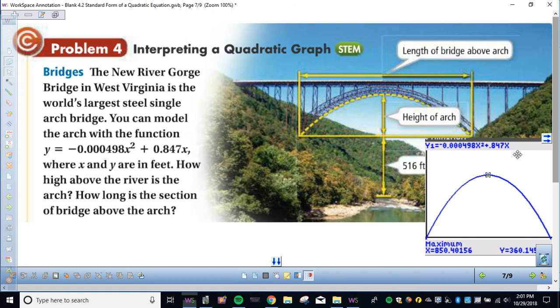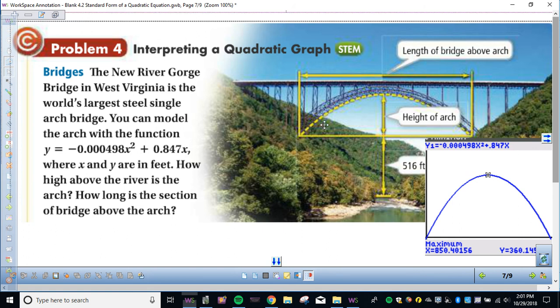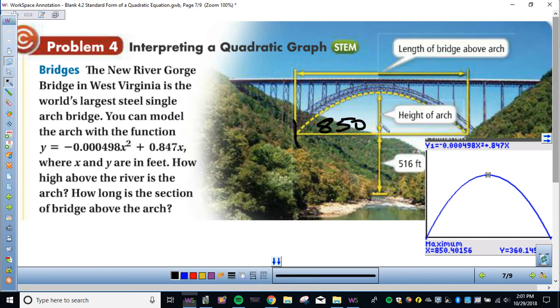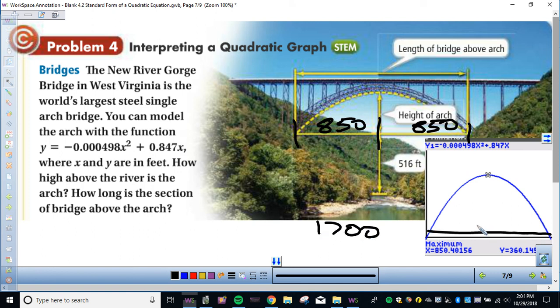We look at our bridge over here, 850 is the x value. That goes from here to here. Right, 850 is from here to here, so it's this section from here to here, also 850. So the total distance from where the bridge meets the land to where the bridge meets the land is 1700. That's the total distance underneath the bridge here, 1700. And then top to bottom, that's the 850.